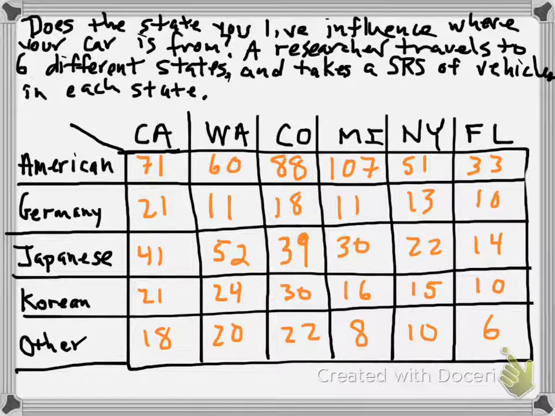Does the state you live in influence where your car is from? A researcher travels to 6 different states and takes a simple random sample of vehicles in each state and observes the following. The states where this researcher took separate simple random samples were California, Washington, Colorado, Michigan, New York, and Florida. And the types of cars they were looking at were American, German, Japanese, Korean, or other cars.